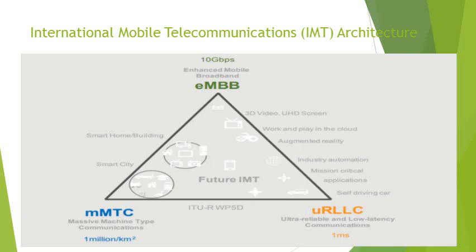In this figure, it shows the architecture of the future international mobile telecommunication, in which the 5G networks are expected to provide three things. The first thing is the enhanced mobile broadband. The second thing is the ultra reliable and low latency communications. And the last thing is the massive machine type communications.